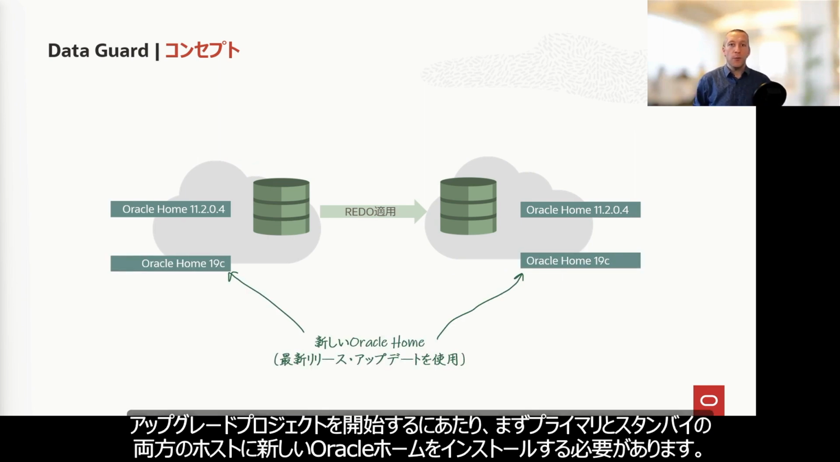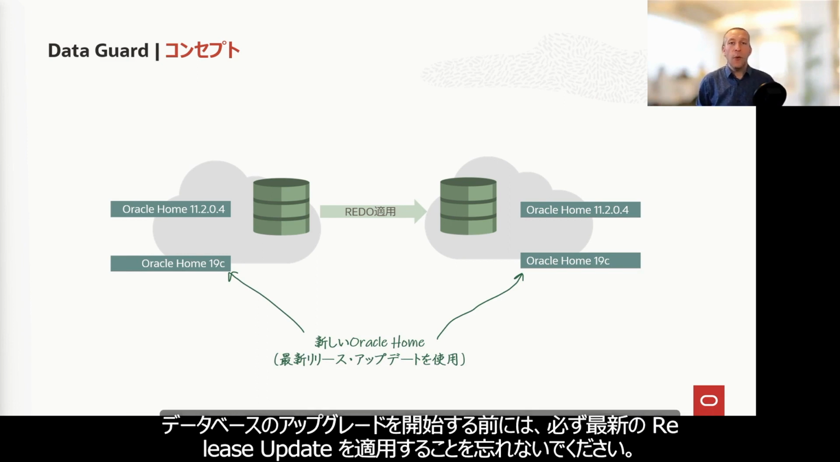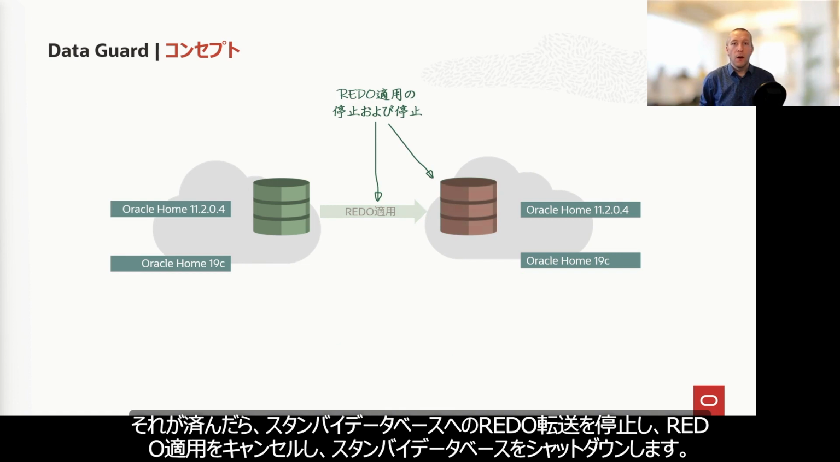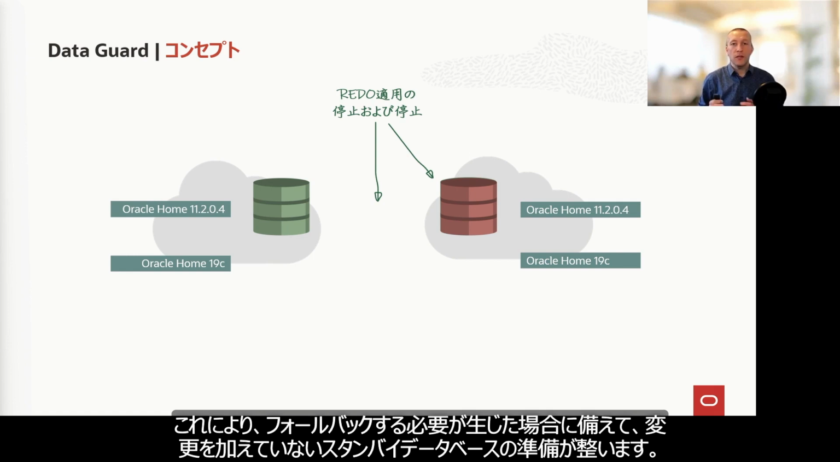When we start our upgrade project, we first have to install new Oracle homes on both the primary and the standby host. And remember, you should always apply the recent most release update before you start the database upgrade. When we've done that, we can stop redo transfer to the standby database, cancel redo apply, and shut down the standby database. This ensures that we have the standby database ready in case we need to fall back without having made any changes.